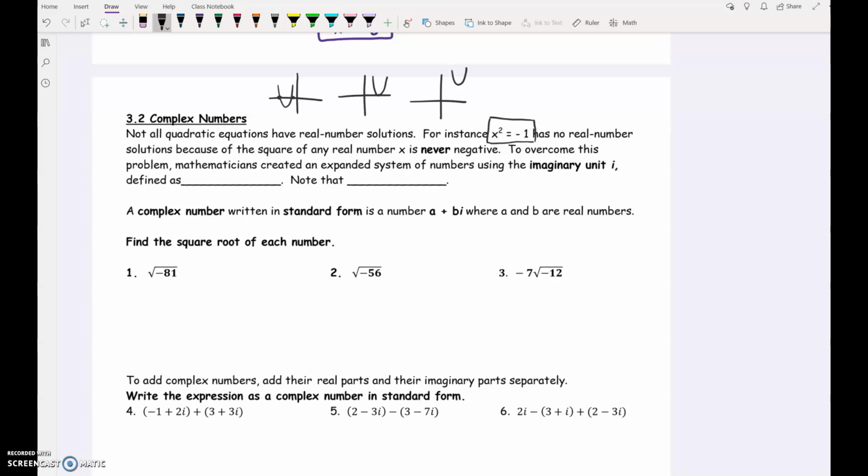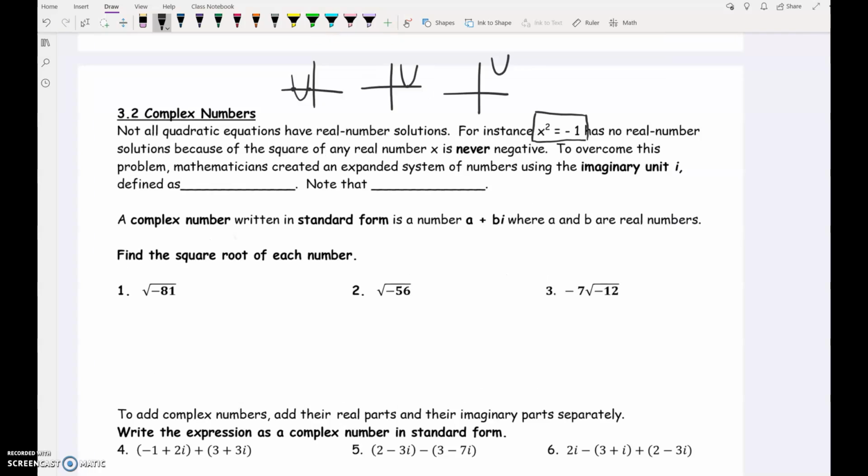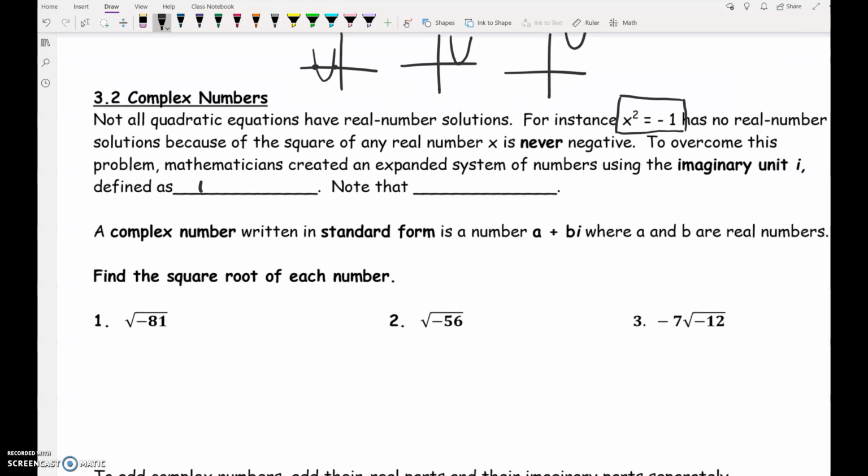The imaginary unit i is defined as, and you'll need to fill this blank in, i equals the square root of -1. So up until now in math, if they ever asked you to do the square root of a negative number, you would have written no solutions, because it's impossible to take the square root of a negative number. But now we're going to be able to do something with that negative and get an answer, even though it's not a real number answer.